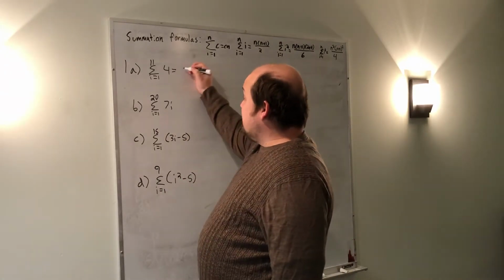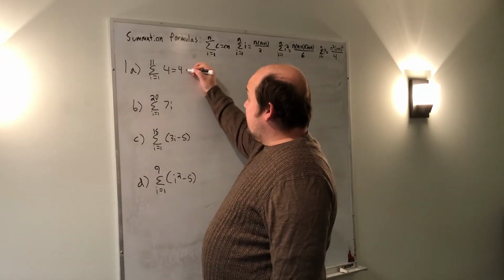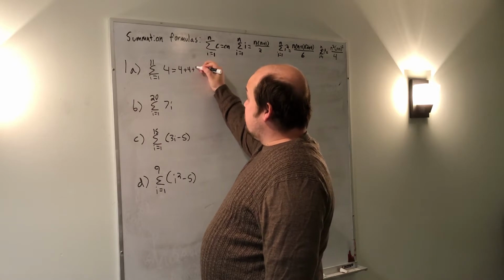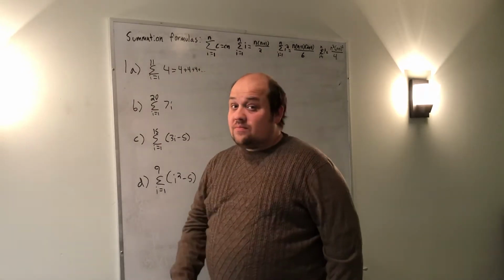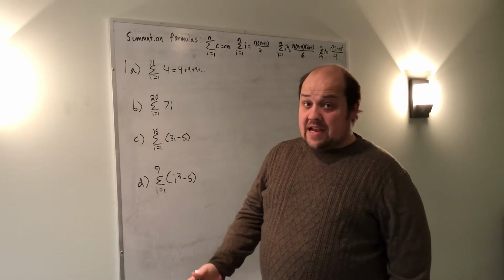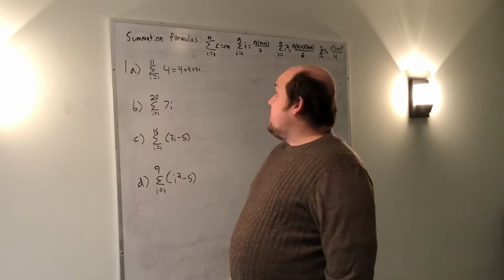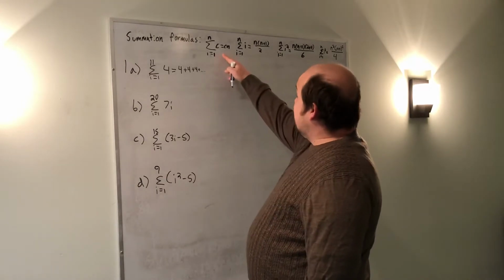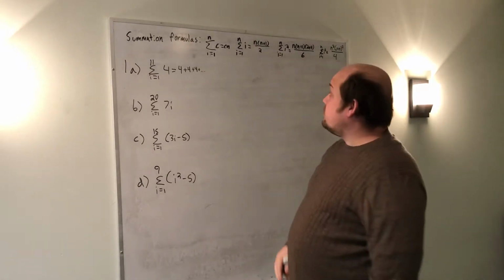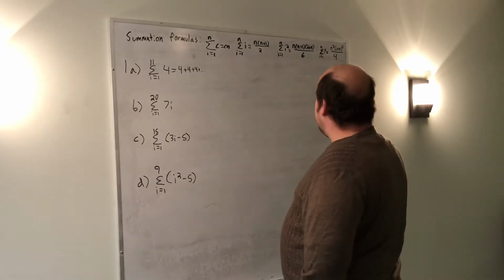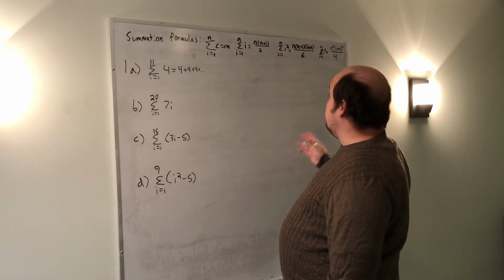So what this really ends up doing is giving me 4 when i equals 1, plus 4 when i equals 2, plus 4 when i equals 3, and so on. I could write it out the long way like that, but it'd be much easier if I had in my notes these 4 summation formulas that appear in the PowerPoint. So these 4 formulas tell me how to deal with different levels of i.